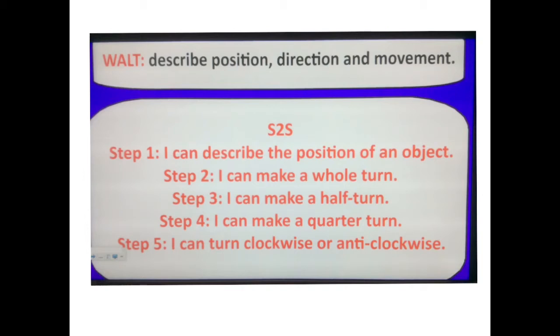Hello, and today we are learning to describe the position, direction, and movement of a person or object. Our steps to success include Step 1. I can describe the position of an object. Step 2. I can make a whole turn. Step 3. I can make a half turn. Step 4. I can make a quarter turn. And Step 5. I can turn clockwise or anti-clockwise.